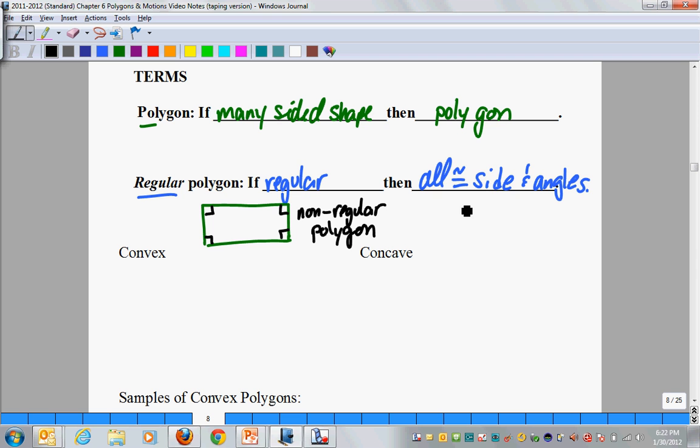But a square, you have all equal angles and you have all congruent sides. We would say a square is regular.